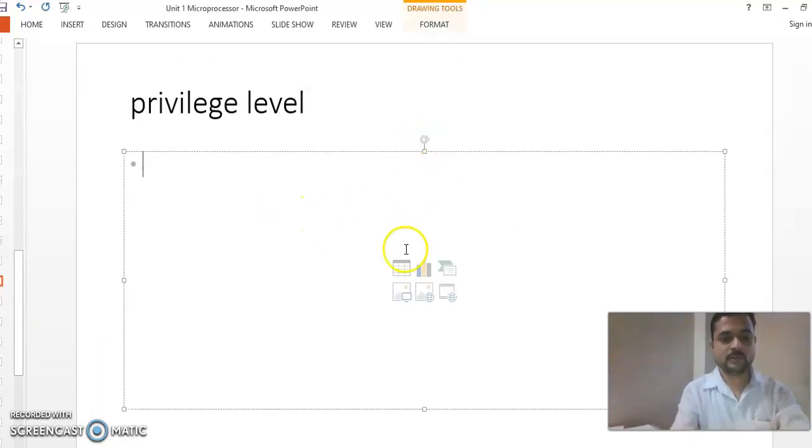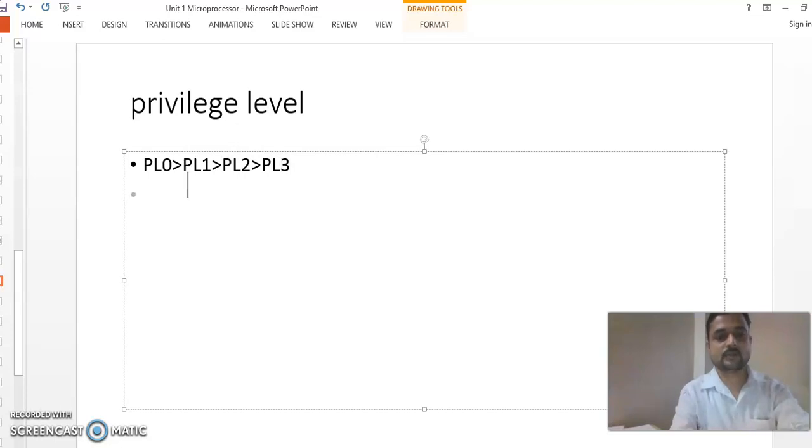Privilege level 0 has higher priority than privilege level 1, level 1 has higher priority than level 2, and level 2 has higher priority than level 3. Take a simple example: the principal has the highest priority, then the HOD has higher priority than the teacher, and the teacher has higher priority than the peon.